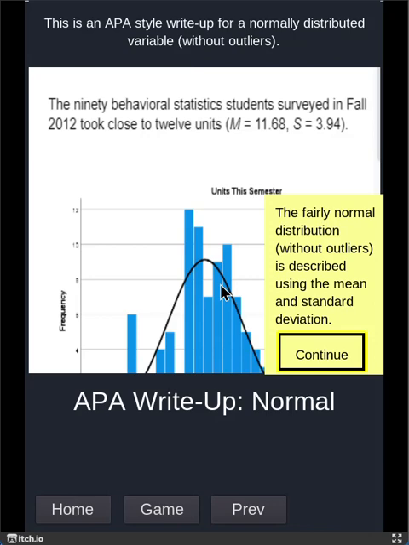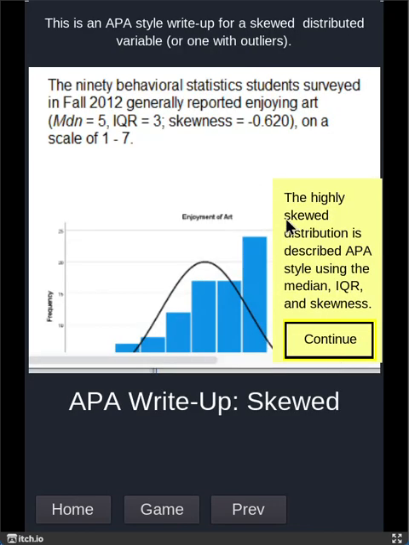To work with, here's where the center is, and here's how much variability. Looking at the enjoyment of art, the 90 behavioral statistics students surveyed in fall of 2012 generally reported enjoying art. I say generally because there's some variability. Some enjoyed it more, some enjoyed it less. Our median is a 5. This is on a scale from 1 to 7, so if you were to rank all the responses, 5 would be the response right there in the middle. That gives you an idea of what's typical.